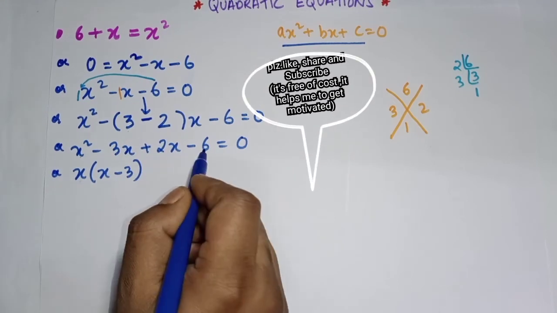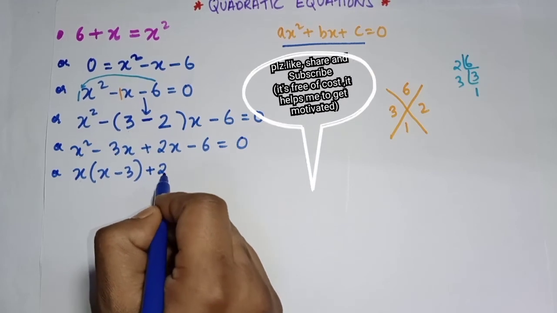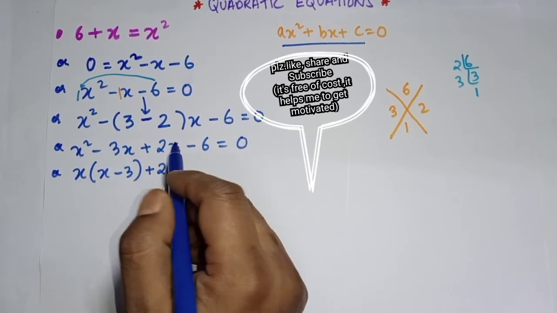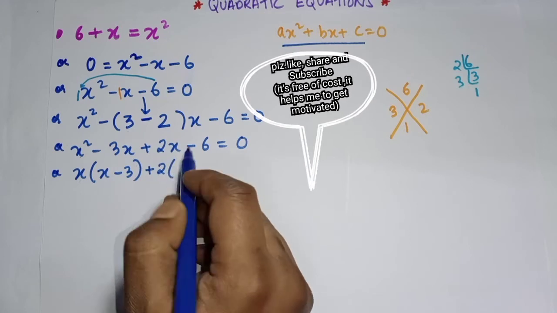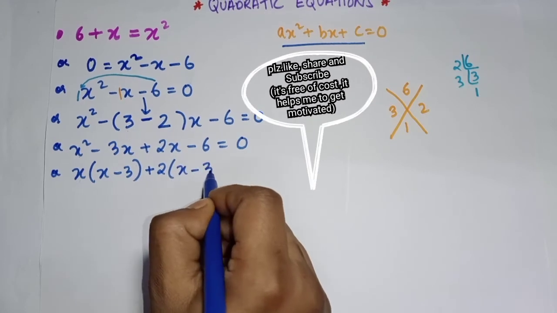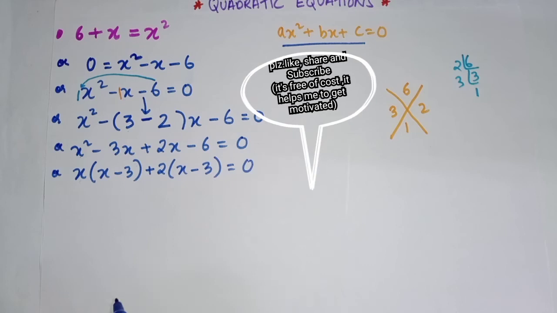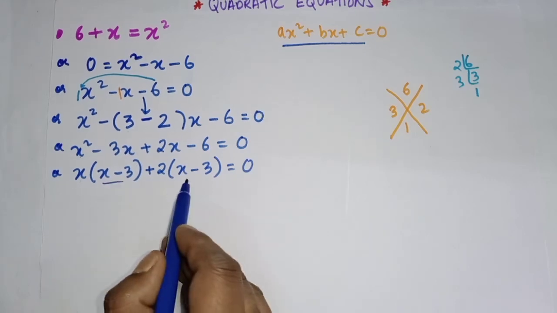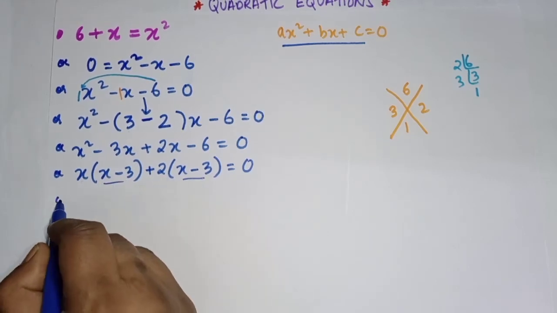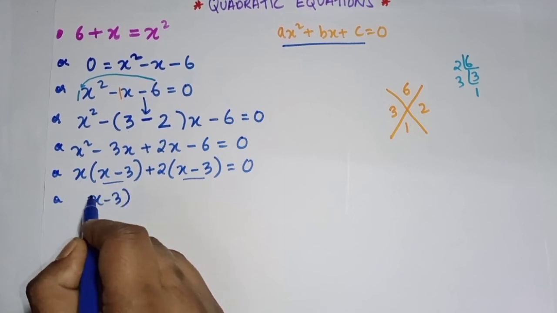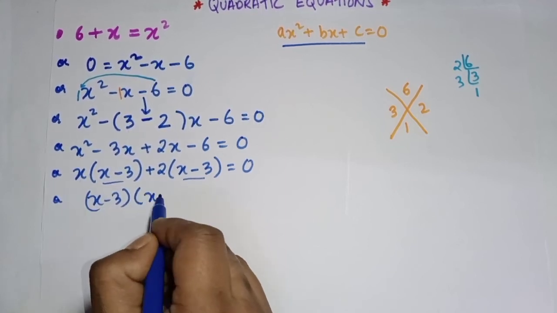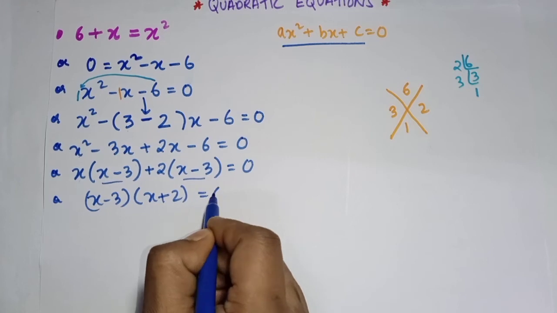Now what is there? 2 3s are 6, that means I can take 2 common, plus 2. It's like dividing only. You think that you are dividing this. 2 2 get cancelled. What is left over? x minus 2, 3s are 6 equals 0. So already I have told you that this and this have to come the same, this 2 common. What will be? x minus 3 and this in another bracket, x plus 2 is equal to 0.